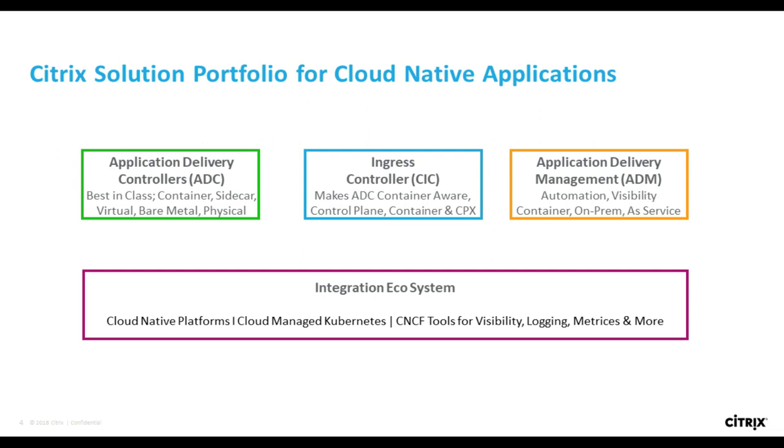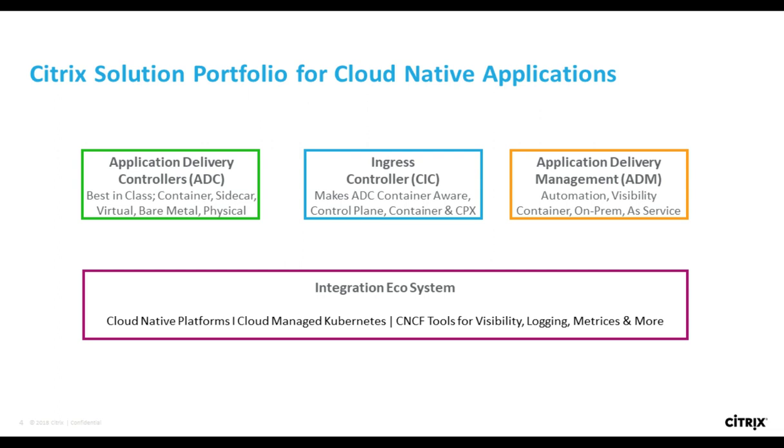The second one is the ingress controller, which makes your ADCs container aware, gives you the control plane, and is deployed as a container inside your Kubernetes cluster. For management and control, application delivery management gives you automation, visibility, and much more. And you can deploy that as a container on-prem, or as a service.